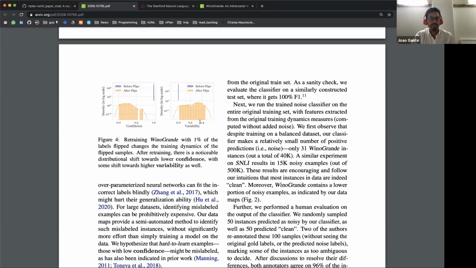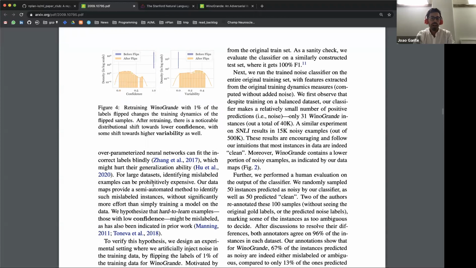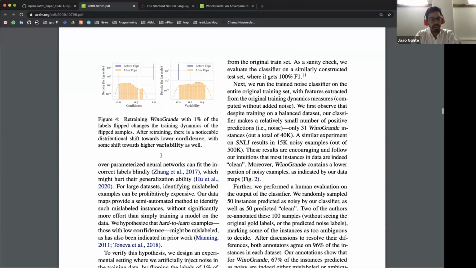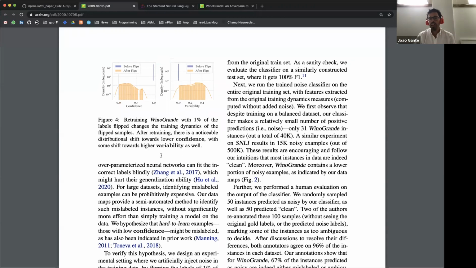And if you measure the variability, so initially it had 0 variability because it was in the upper left corner, then the variability suddenly starts being all over the place. And by doing this, they claim that this map can easily identify incorrectly labeled samples.